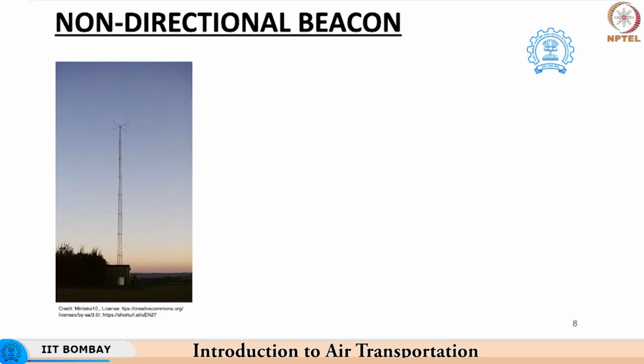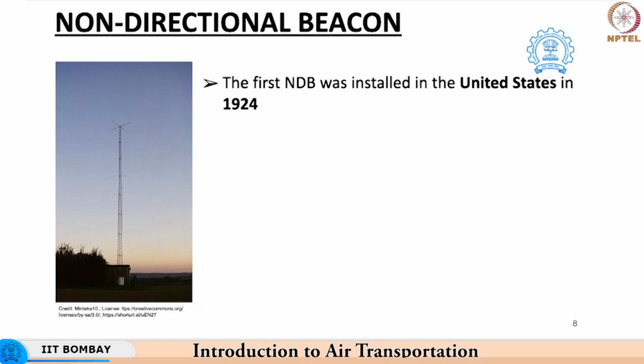So efforts were carried out across the world to devise and implement new techniques of radio navigation. One of them was called the non-directional beacon, or more famously known as NDBs. These NDBs were installed in the United States in 1924 and were subsequently used in many places. In fact, many countries are still making use of this rudimentary method of radio navigation to carry out their navigation.